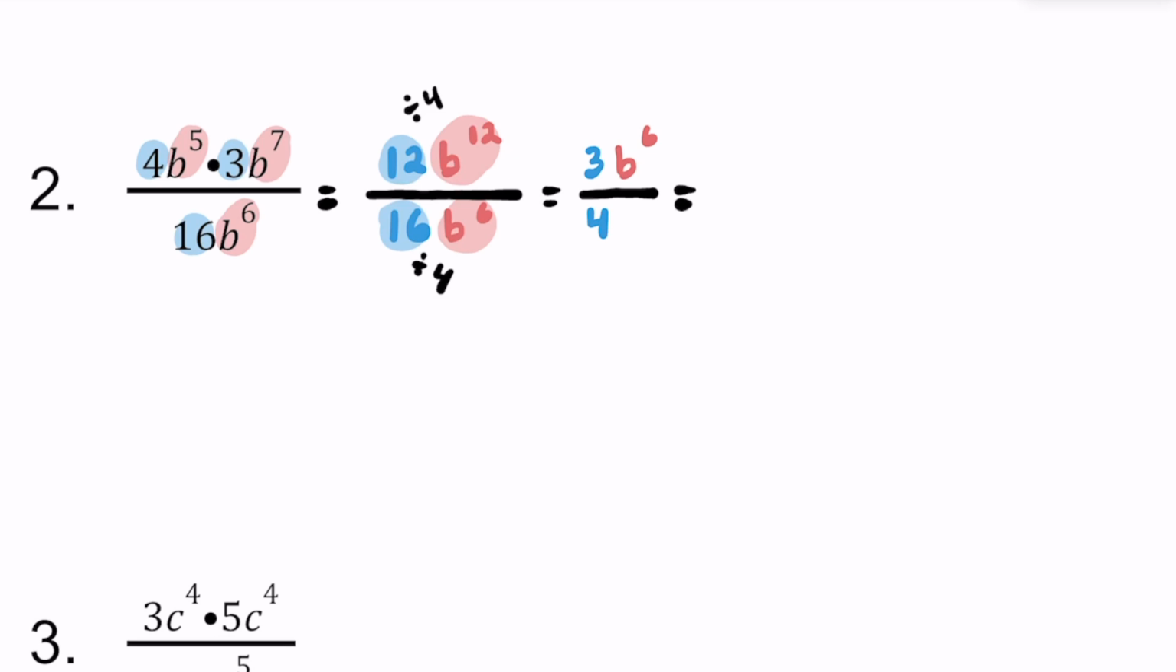Okay, so we can just clean this up a little bit and write this as 3b to the 6th power, and put that over 4. Just go ahead and center that a little bit. And then you can also write this using a coefficient.